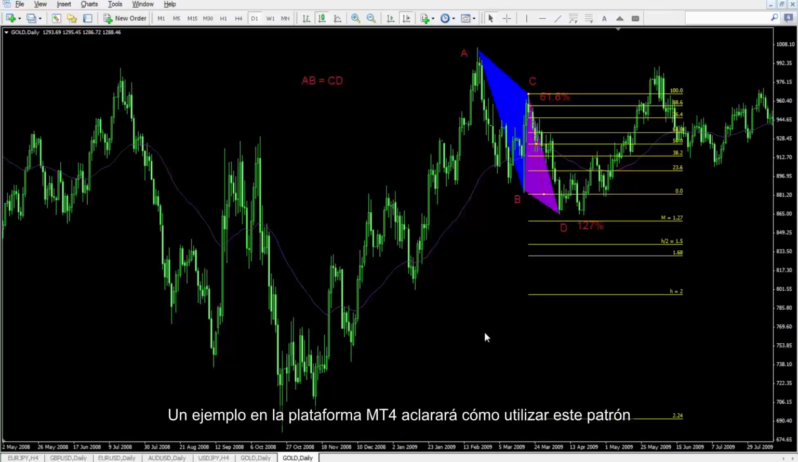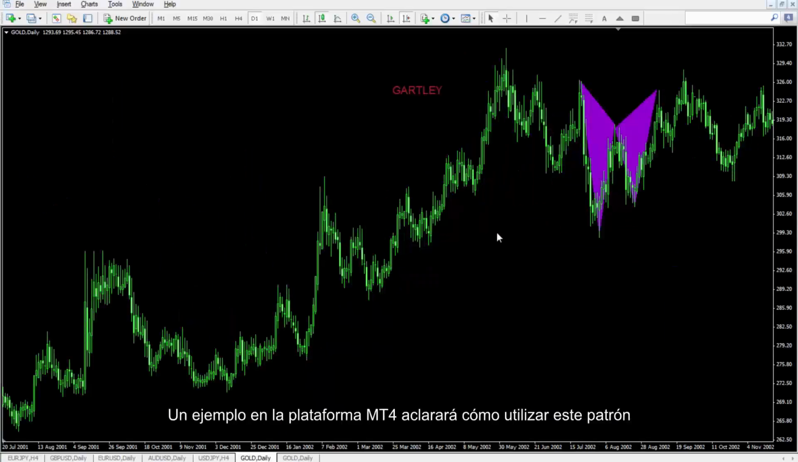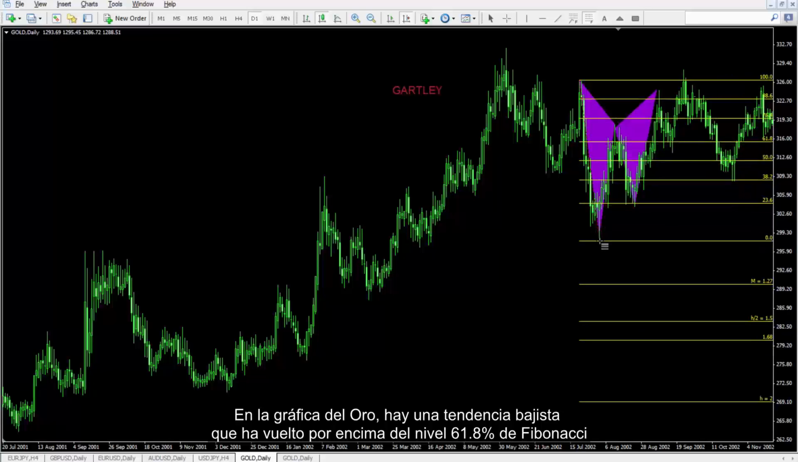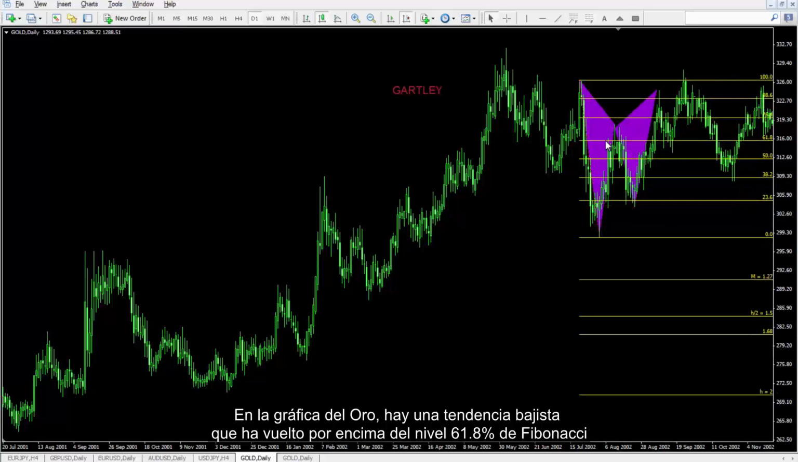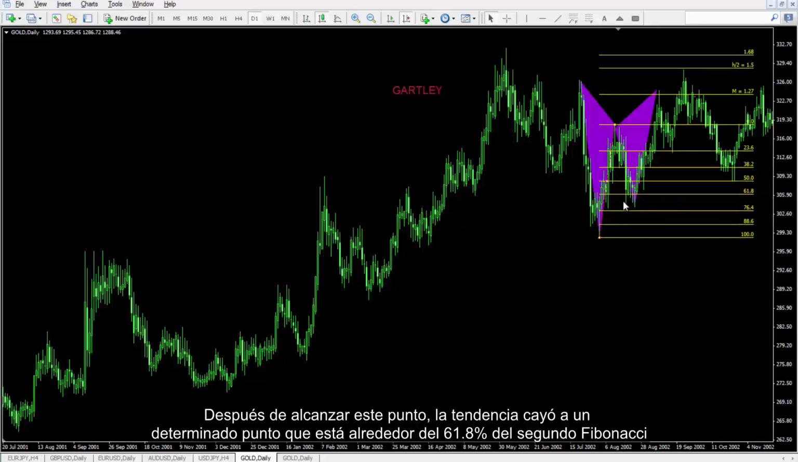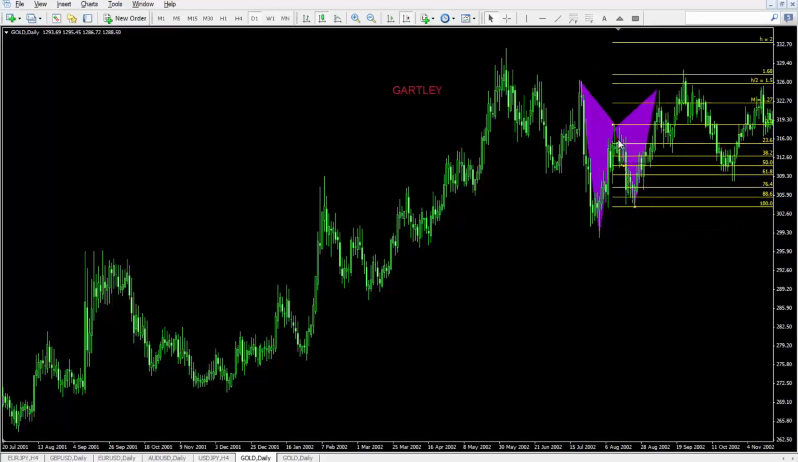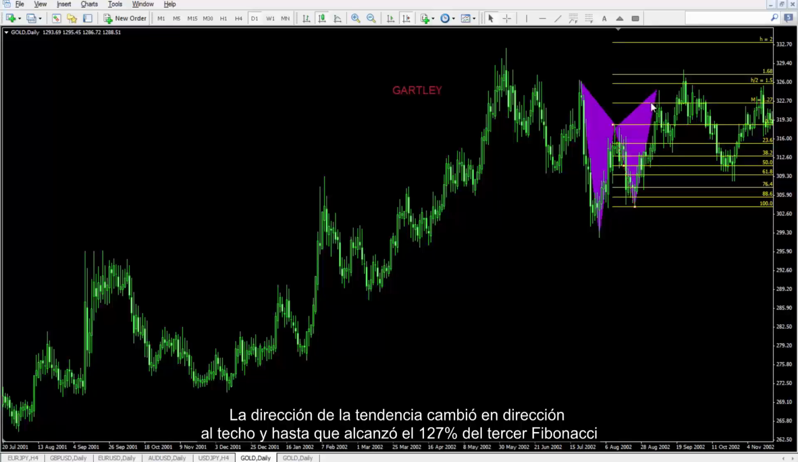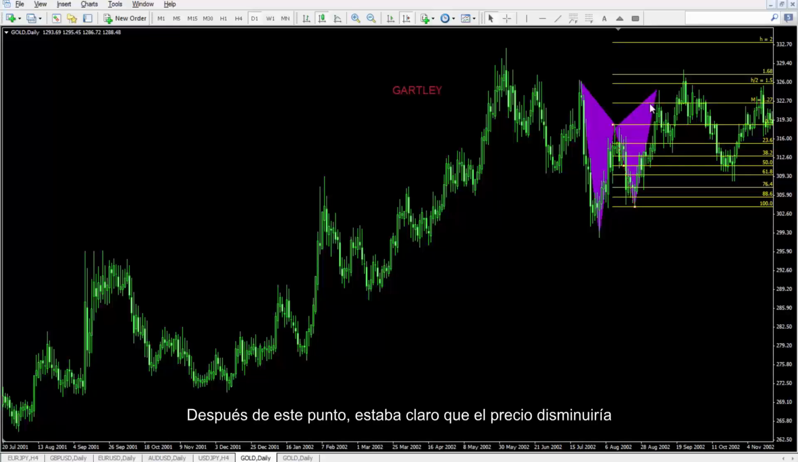An example on the MetaTrader 4 platform would clarify how to exploit this pattern. On the gold chart, there is a downward trend that has returned over 61.8% of the Fibonacci level. After it has met this point, the trend declined to a certain spot which is around 61.8% of the second Fibonacci. The trend direction changed towards the top until it reached 127% of the third Fibonacci. After this point, it was apparent that price would decrease.